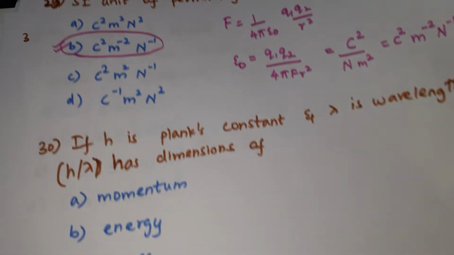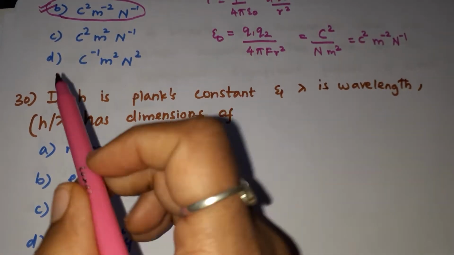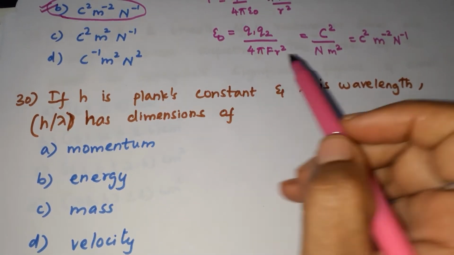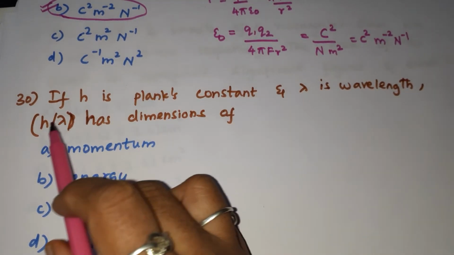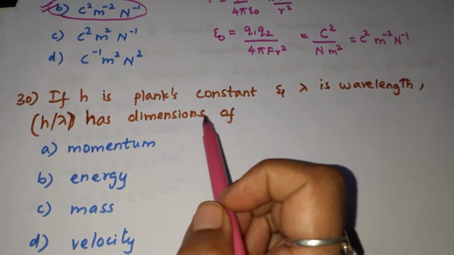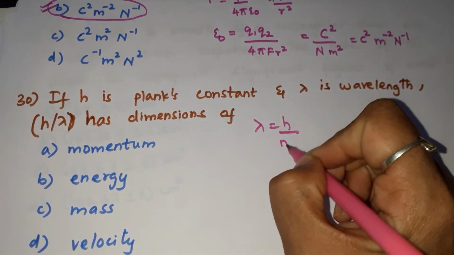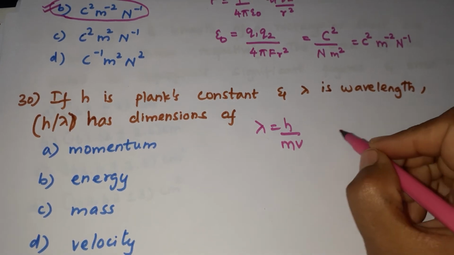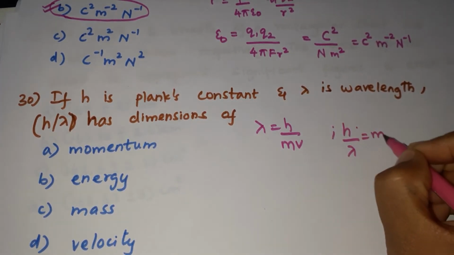Now we'll see the 30th question. If H is Planck's constant and lambda is wavelength, then H by lambda has dimensions of. So we know that lambda is equal to H by mv. Wavelength equals H by mv.